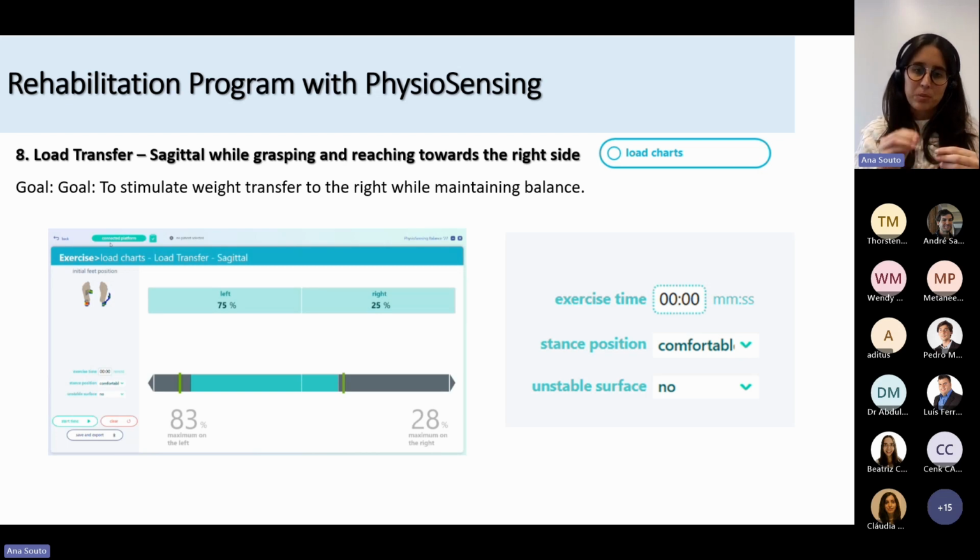You can create specific exercise sequences where everything is settled. You have to choose every parameter, and you can save that sequence for a specific patient. So when that patient comes to you, you already have the rehabilitation session planned.